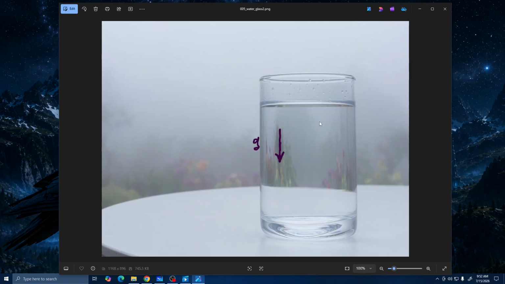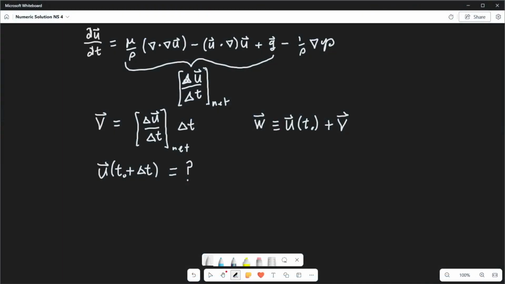However, for the water glass, that is not true. For the water glass, the velocity actually remains stagnant. That's because that V does not actually contribute. In general, it should not be expected that W is going to equal u, because in most cases, W will have a non-zero divergence.